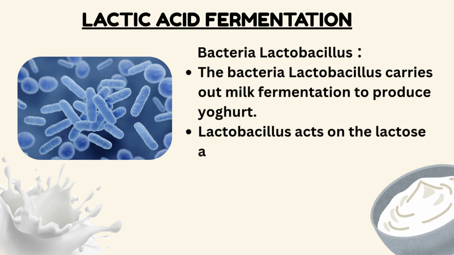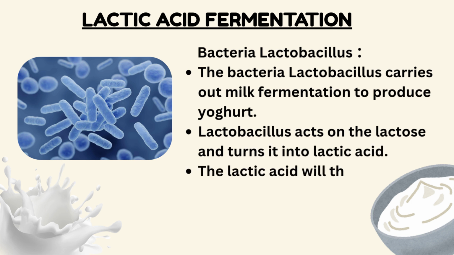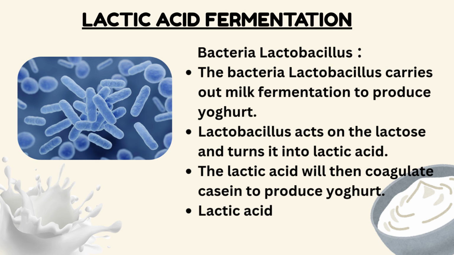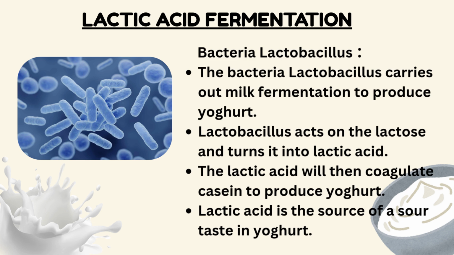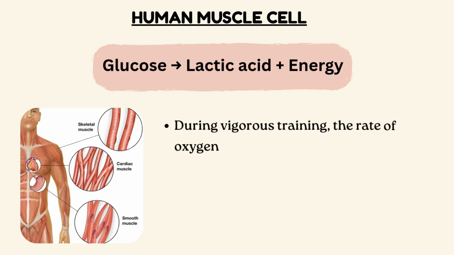Lactobacillus acts on the lactose and turns it into lactic acid. The lactic acid will then coagulate casein to produce yogurt. Lactic acid is the source of the sour taste in yogurt. Next is human muscle cell.